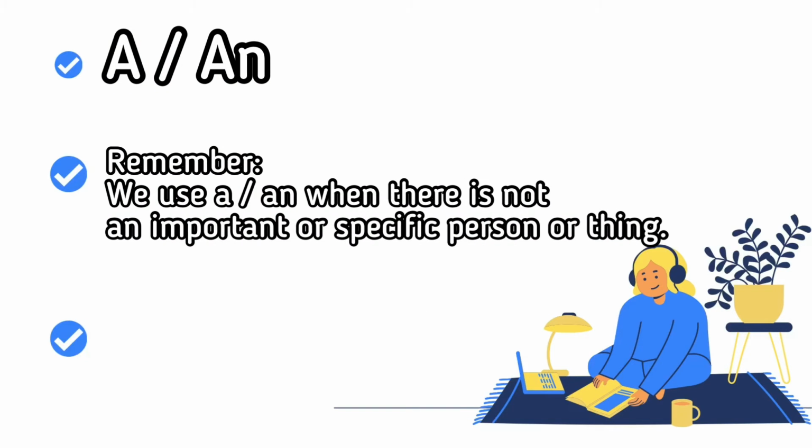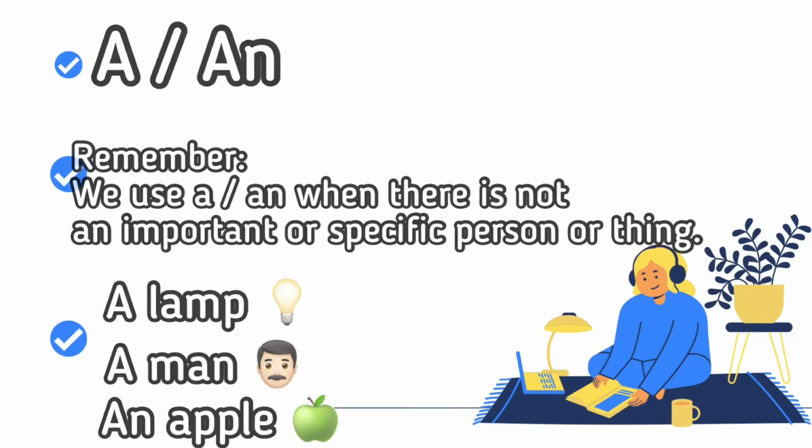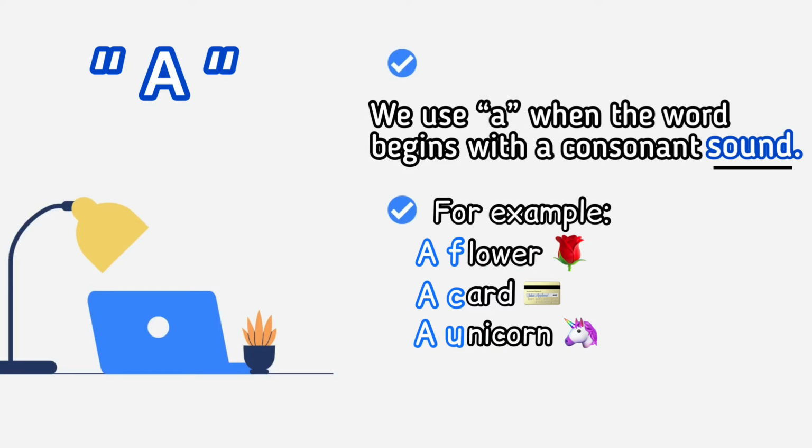Alright, first things first. You must know that we use a or an when there is not an important or a specific person or thing, like a lamp, a man, an apple. See? These nouns are some usual and normal words. They are not about something or someone special. So you need to use a or an before these nouns. Let's continue with our main lesson.